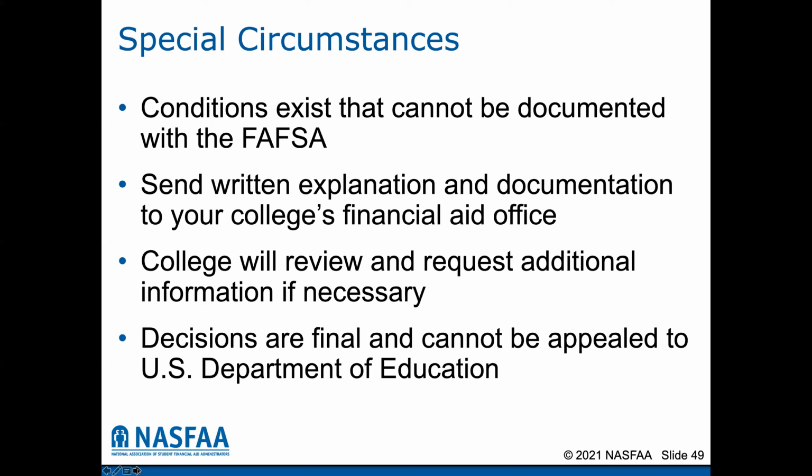And the decisions are final and cannot be appealed to the U.S. Department of Education. Really what that means is they've given us the authorization to make changes for a student if it is proven and documented. And they leave that up to us to be able to get the best information and get the best financial aid package for a student that we can.